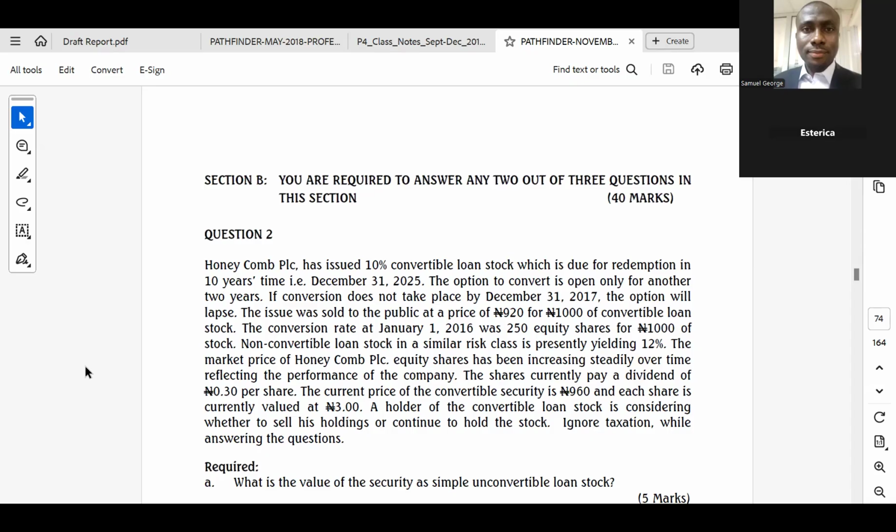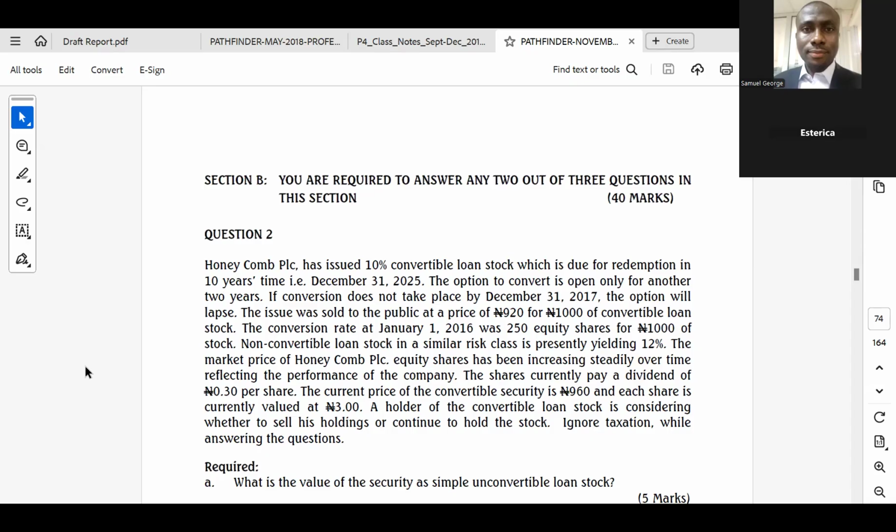Okay, non-convertible loan stock in a similar risk class is presently yielding 12%. Now, this is another security which is non-convertible. We just read about convertible; this one is non-convertible. The market price of Honeycomb PLC equity shares has been increasing steadily over time, reflecting the performance of the company. The shares currently pay a dividend of 30 kobo per share.